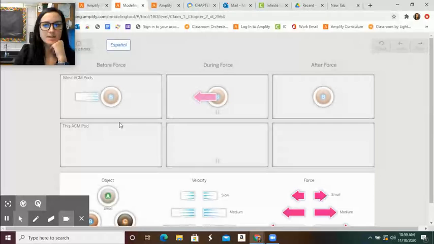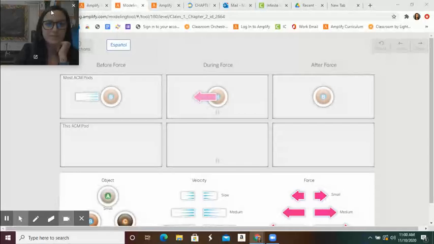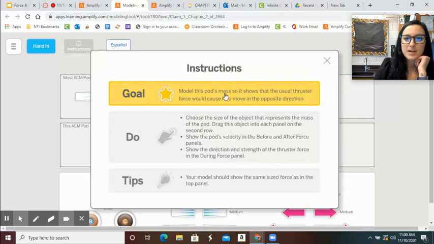So here is our modeling for claim 1, and the top row is modeling what is supposed to happen. So we have our object coming in at a medium speed, and then a force is acted on it in the opposite direction, causing it to stop. But what we need to model is the pod's mass so that the usual force would cause it to move in an opposite direction.